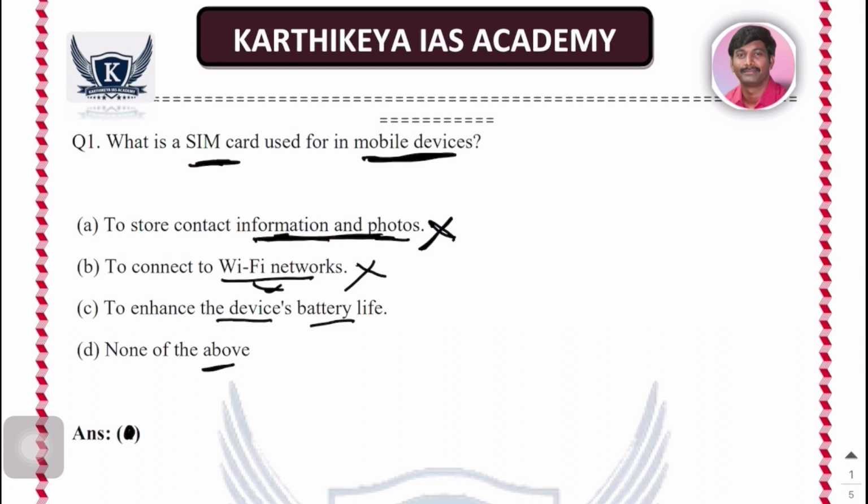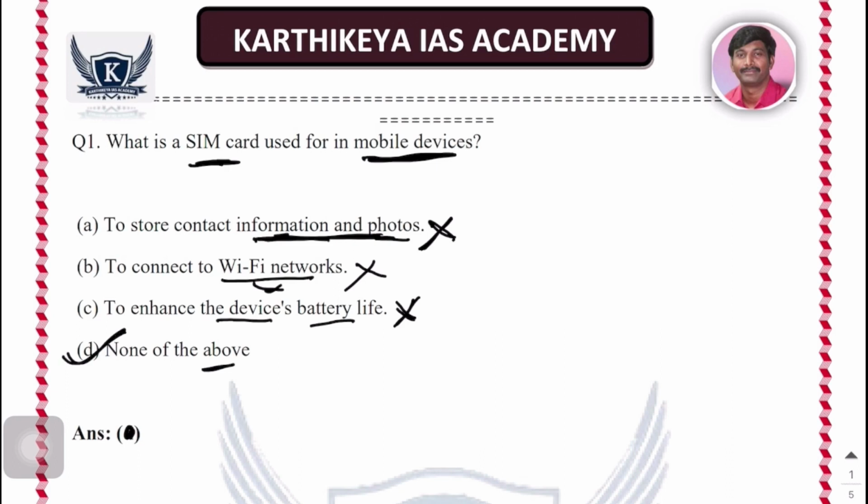Let's go with C. It says that SIM card is used to enhance the device battery life. Even this statement is not correct because SIM card does not play a role in enhancing a device's battery life, and the device battery life is mainly influenced by factors like screen brightness, background apps, etc. Right? So even this statement is not correct. So we are left with the only option called none of the above. So D is the correct answer.